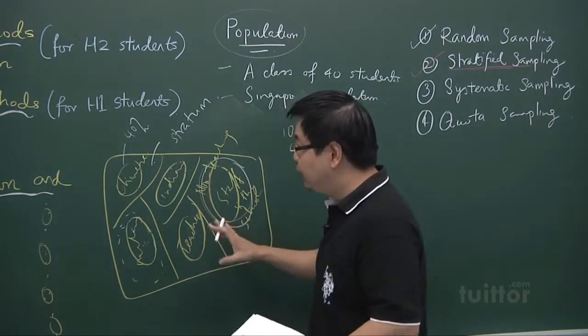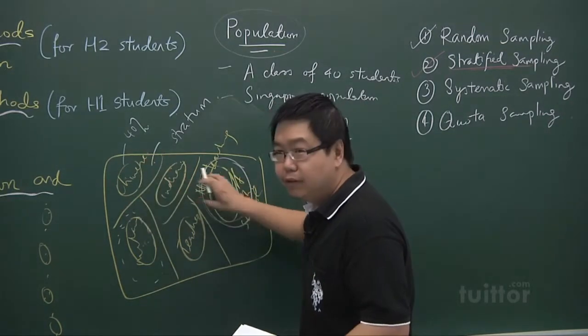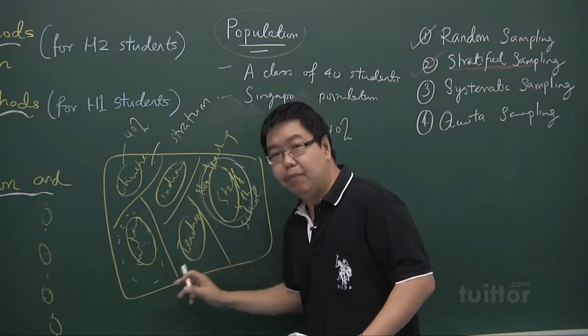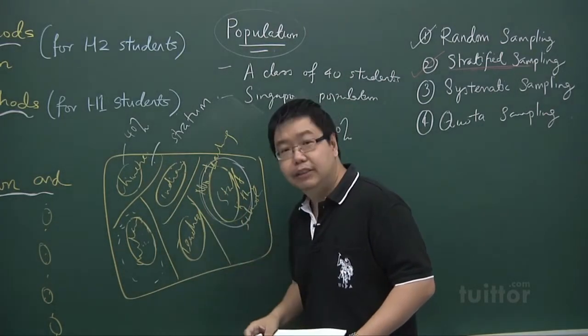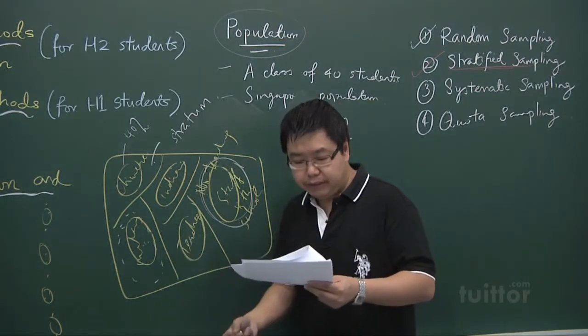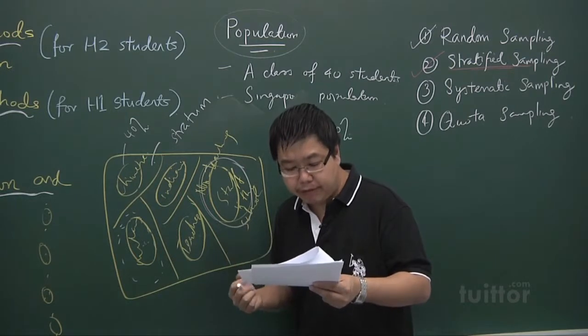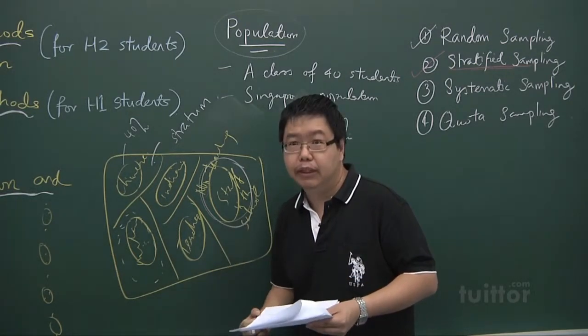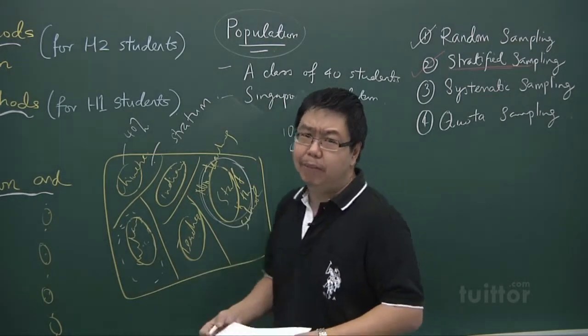Okay? So that will ensure that whatever you draw from the different groups will be representative of the entire population based on the strata. Okay? And what is the disadvantage? The disadvantage is that it can be difficult to select relevant stratification variables. Okay? Especially when you are not familiar with the population.